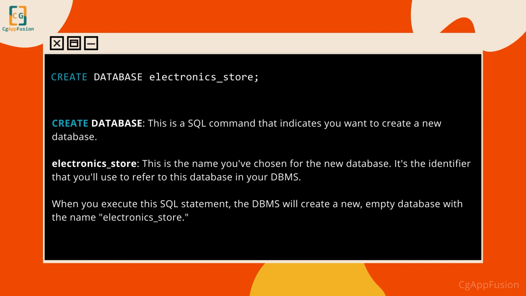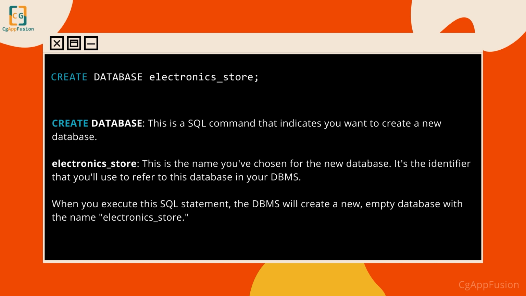Okay, let's break down our command. Create database. This is a SQL command that indicates you want to create a new database. After that, we have electronic store. This is the name you've chosen for the new database. It's the identifier that you'll use to refer to this database in your DBMS. DBMS stands for Database Management System. When I execute the SQL statement in the DBMS, it will create a new empty database with the name electronic store.